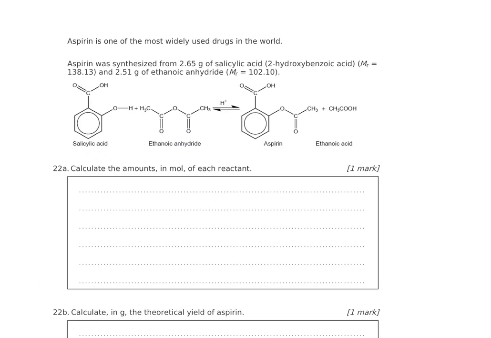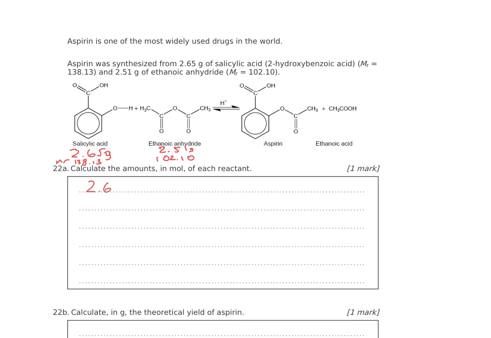Okay, aspirin. So we've got 2.65 grams of our salicylic acid, and the MR is 138.13. We have 2.51 grams of the ethanoic anhydride. The MR is 102.10. Calculate the amount of moles of each reactant.